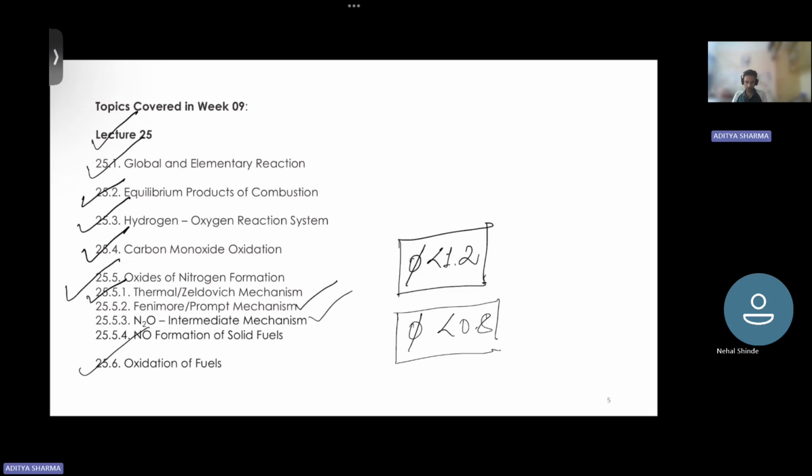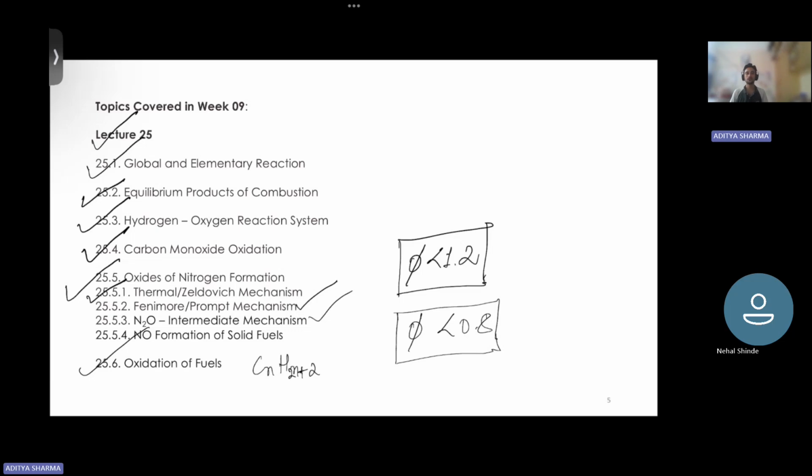After that, the last heading of this week's lectures is oxidation of fuels. So three steps have been defined, when the oxidation of a particular alkane, that is CnH2n+2, takes place.